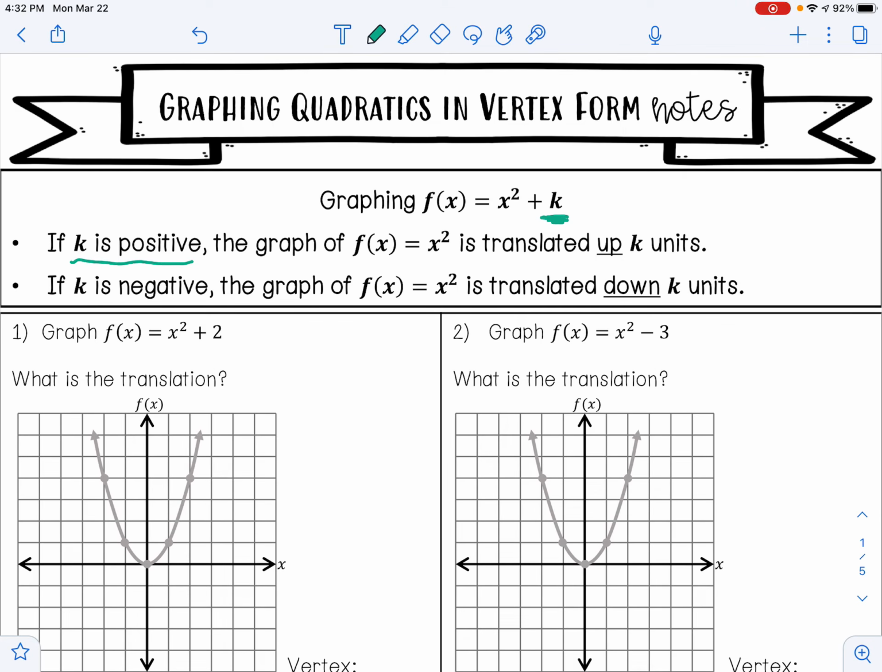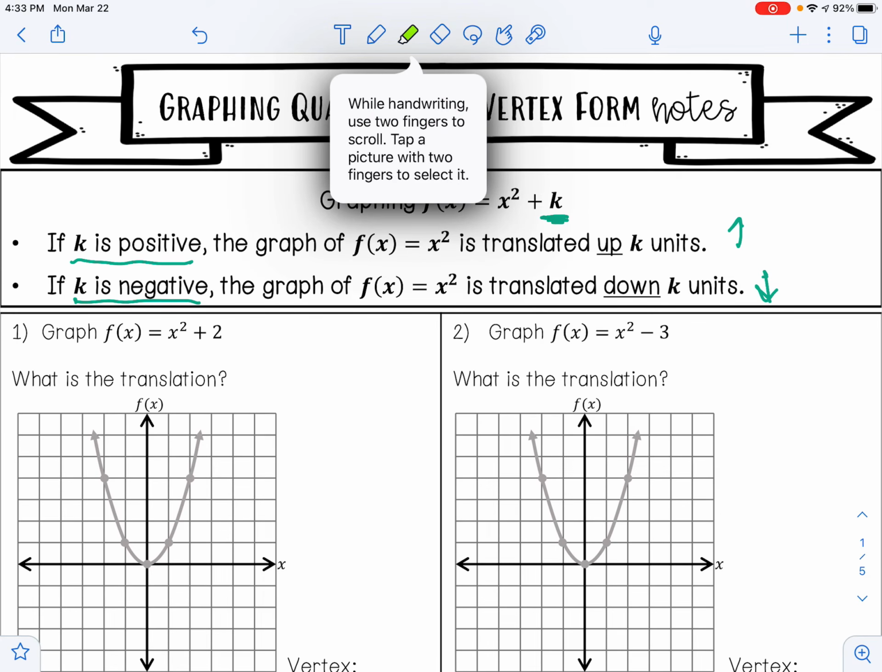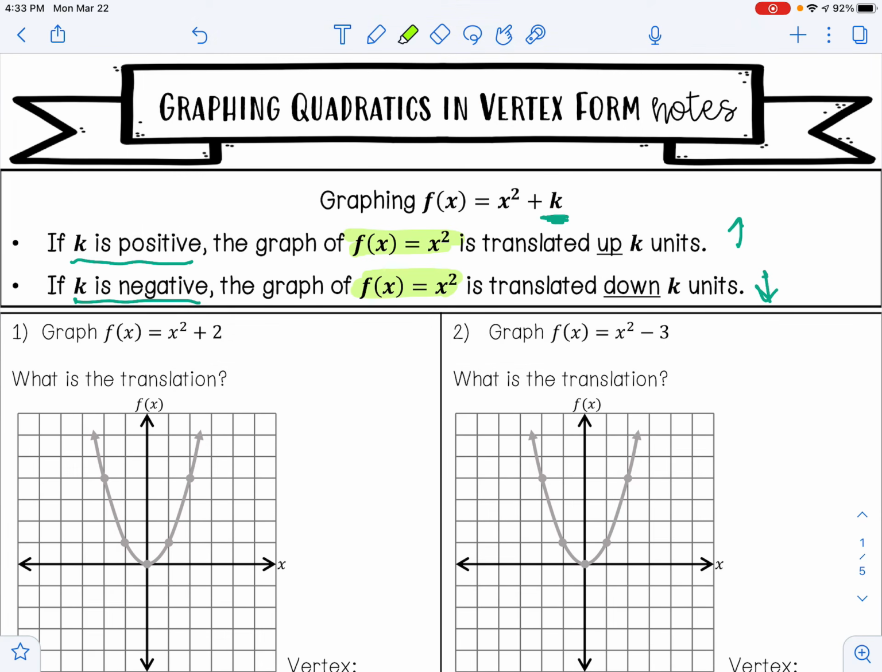If k is positive, then f of x equals x squared is translated up k units. And if k is negative, the graph of f of x equals x squared is translated down k units. Remember that f of x equals x squared is considered the parent function. A parent function is the original function that has no transformations. So x squared is our original, and then we will be either adding or subtracting k from it.